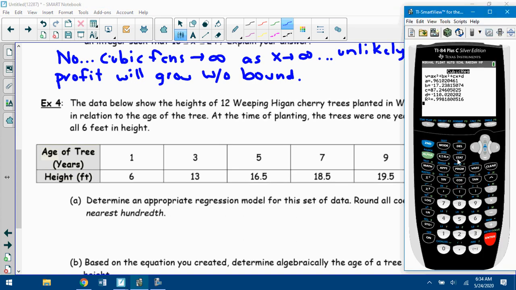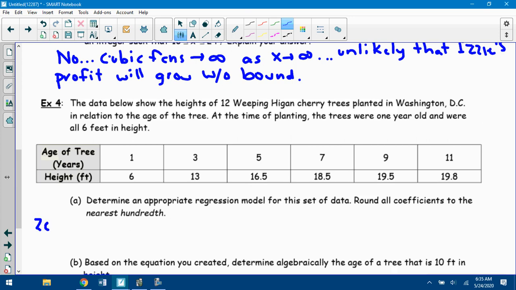So we got to go to L1 and L2. We got 1, 3, 5, 7, 9, and 11. And it looks like the trees are continuing to grow, but they more than doubled in those first couple, and then they don't grow quite as fast. Kind of like humans, except humans stop growing at a certain point. Trees continue to grow. All right, let's check what this looks like. So zoom 9. Okay, there's our scatter plot.